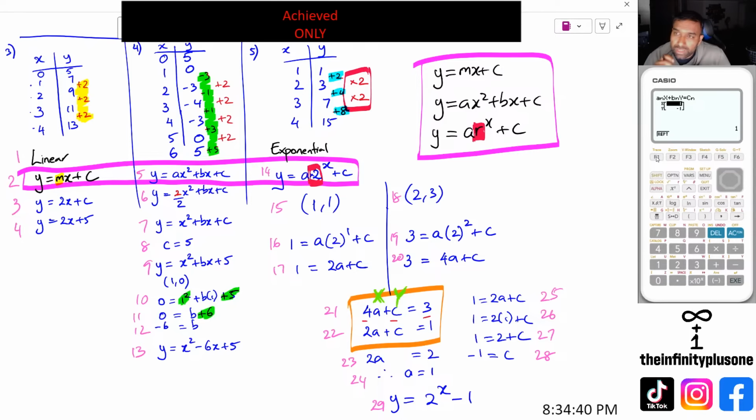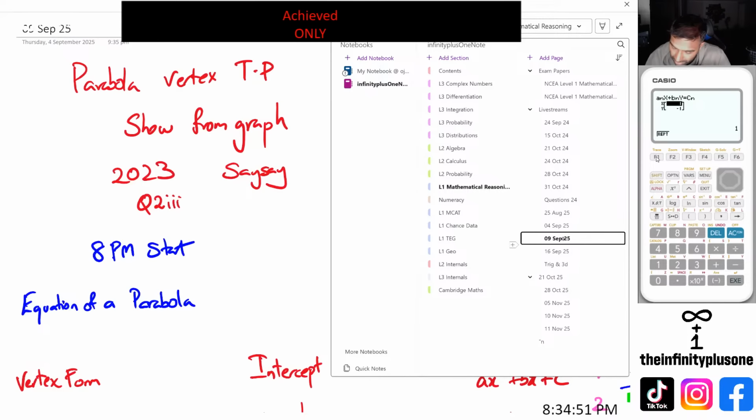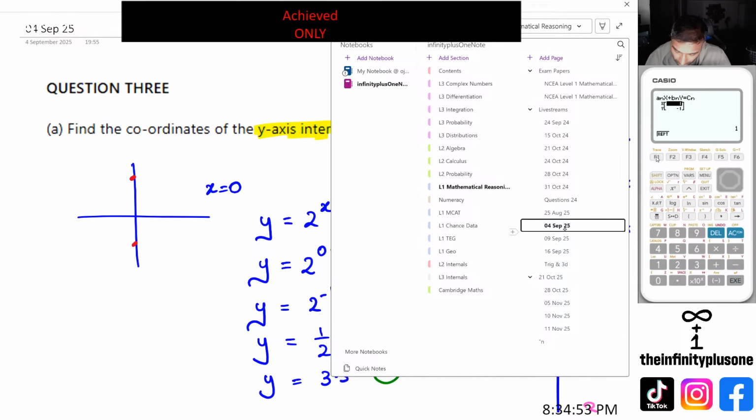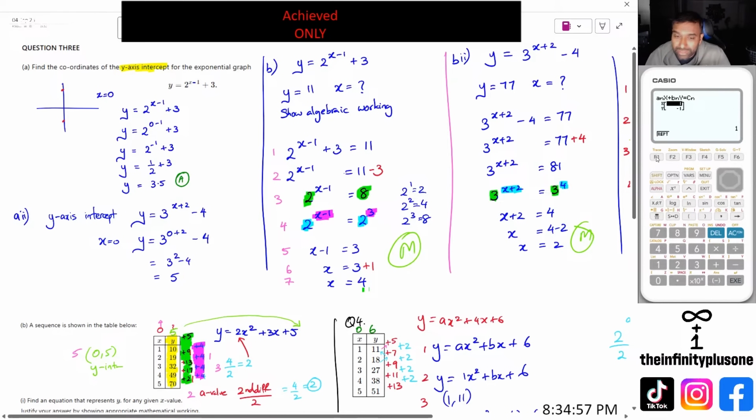Folks, if you need any extra help with these topics and you feel like you're stuck, like, I need more help with parabolas, go back to my live streams. On the 9th of September, I go through parabolas. On the 4th of September, I go through exponential curves. So that's the place for you to go to get a bit of practice with those types of questions.